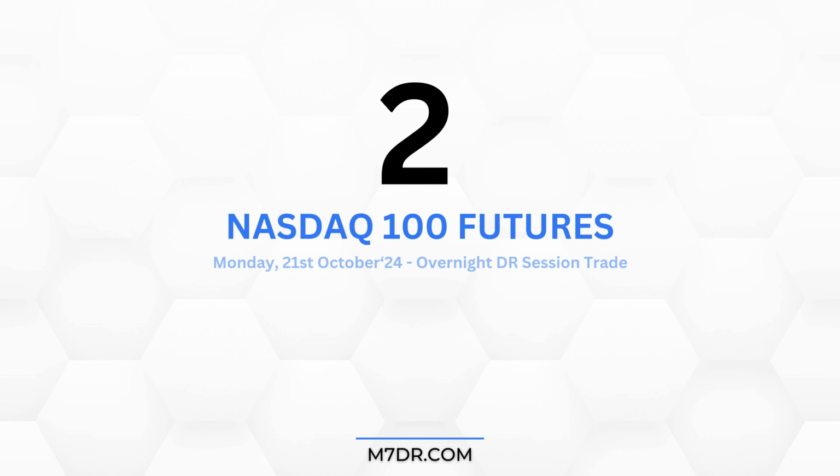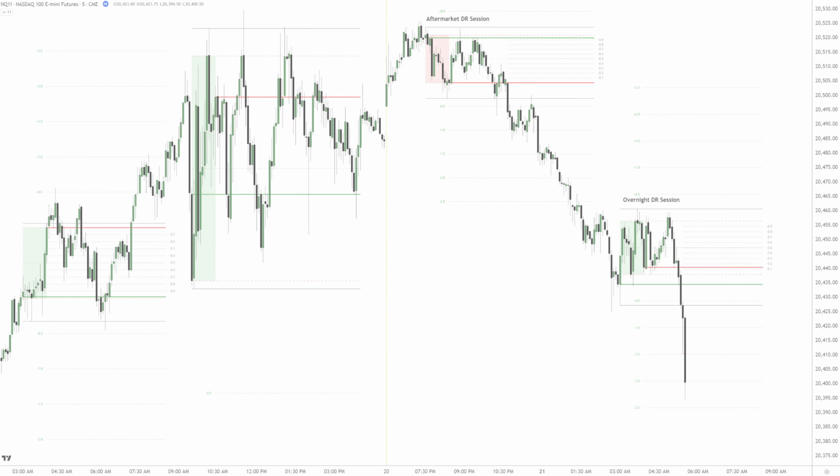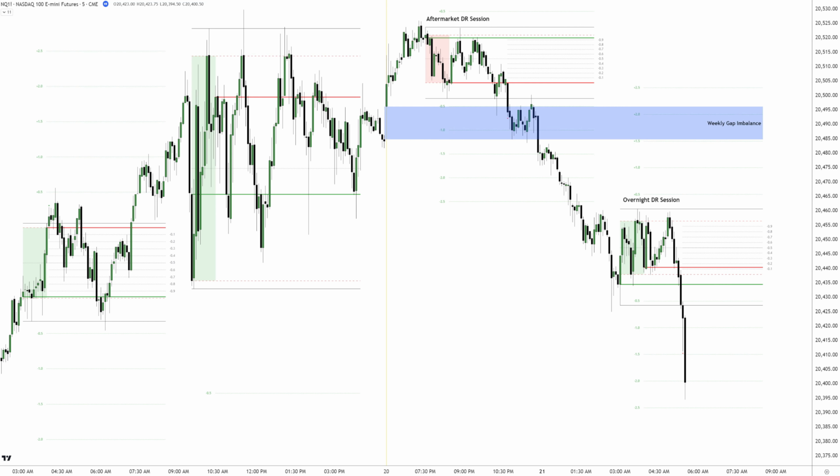Number 2, Nasdaq 100 Futures Monday Overnight DR Session Trade. Nasdaq started its Monday with a large downside move in the aftermarket DR session, trading below the weekly gap imbalance. The overnight DR session confirmed shorts, so naturally we're looking for short setups. Why? Both sessions indicate that a DR downside model is intact.